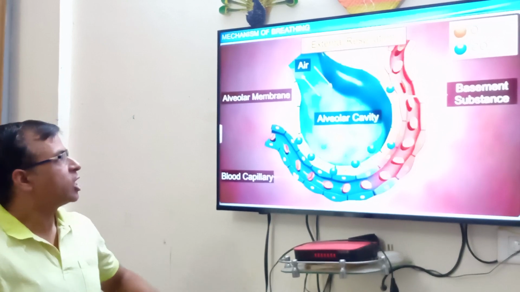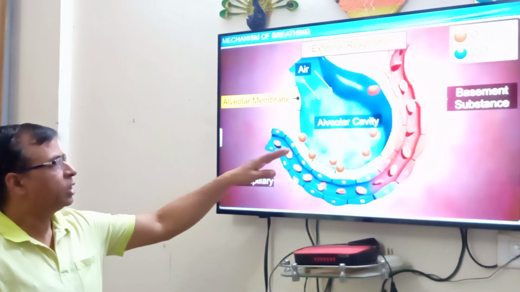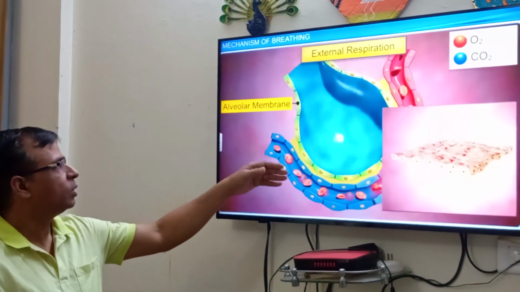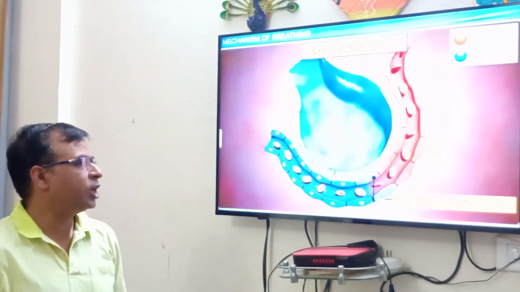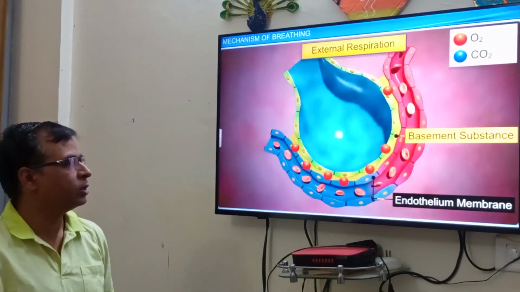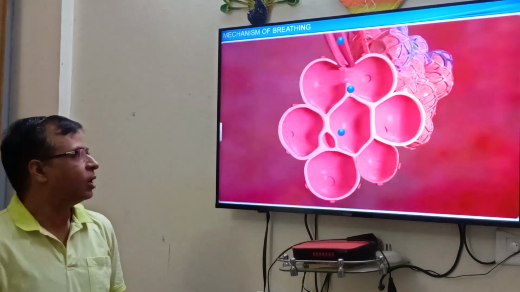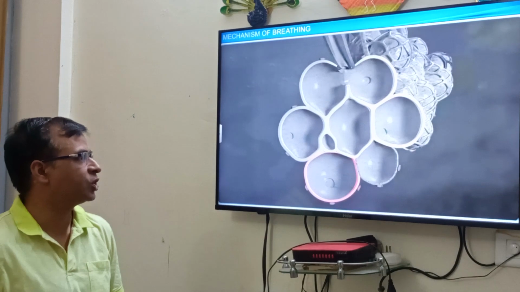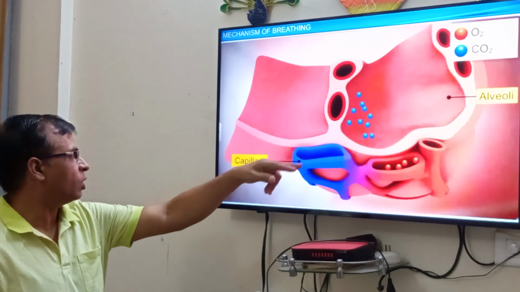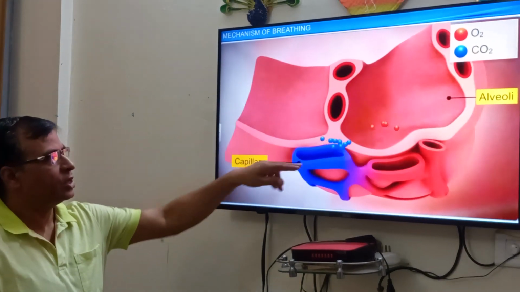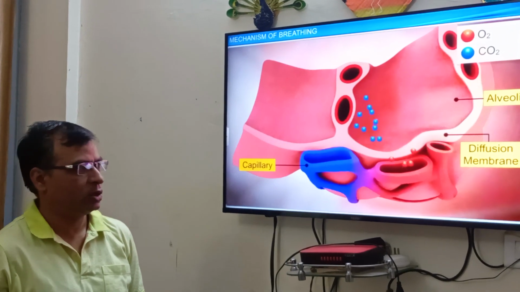Now we'll discuss external respiration. There are three layers of the alveolar membrane. First is the squamous epithelium. Second is the endothelial membrane, and in between the membranes there is the basement substance. It is only a few millimeters in thickness, and this is the chamber of the alveoli. This is the alveoli, and there is the capillary. There is the exchange of oxygen and carbon dioxide by the diffusion method.